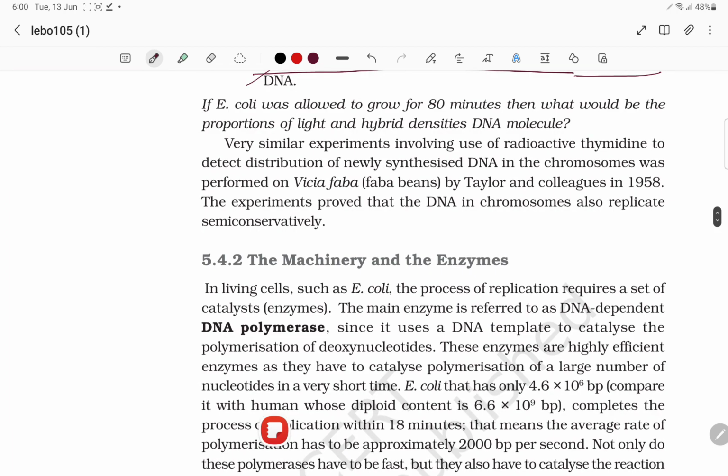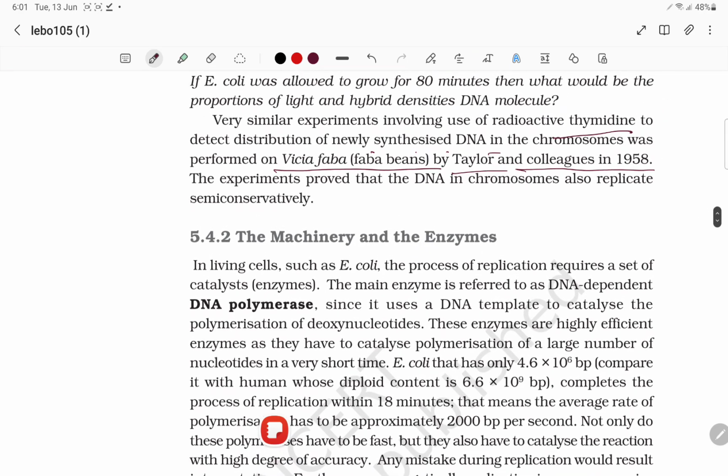A very similar experiment using radioactive thymidine to detect the distribution of newly synthesized DNA was performed in Vicia faba, which is faba beans, by Taylor and his colleagues in 1958. This experiment proved that DNA in chromosomes also replicates semi-conservatively. They have taken thymine as an isotope.